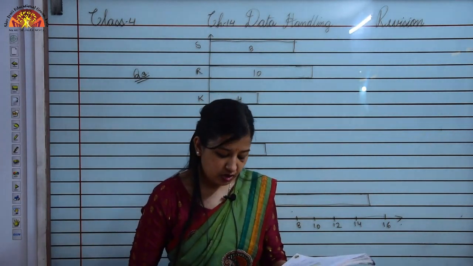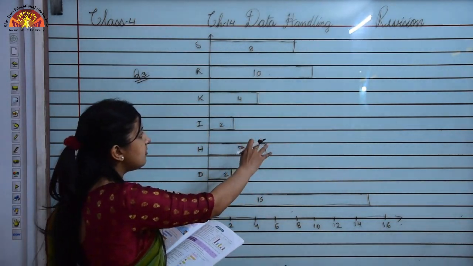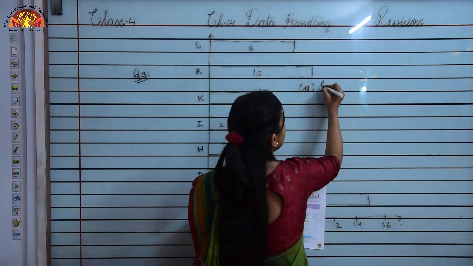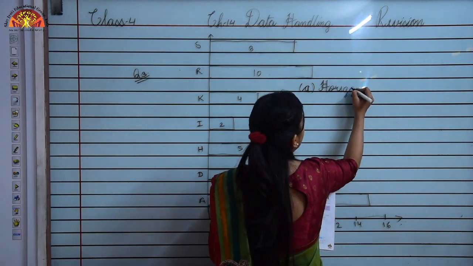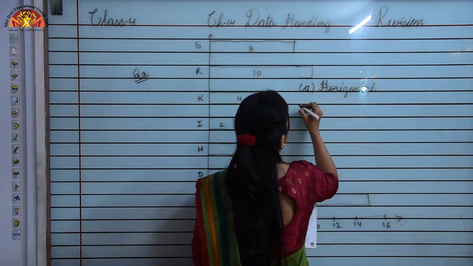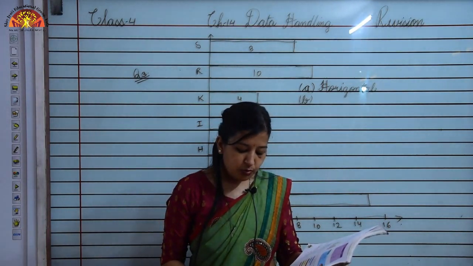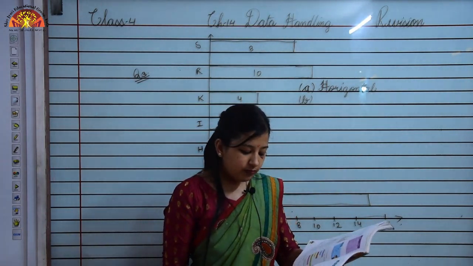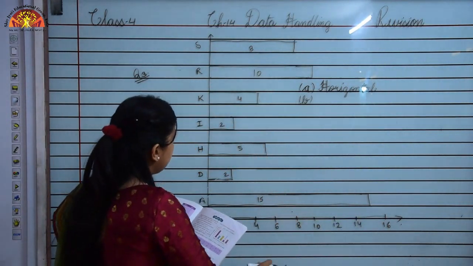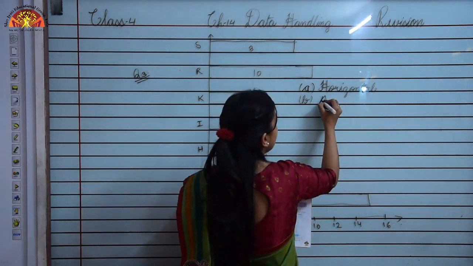So A part of this question is, what type of a bar graph is given alongside? So here you can see this is the horizontal bar graph. So the answer is horizontal. Fine. Now B part of this question is, with which letter do most of the names start? So most of the names start with A. Here 15 students. Fine. So the answer will be A.